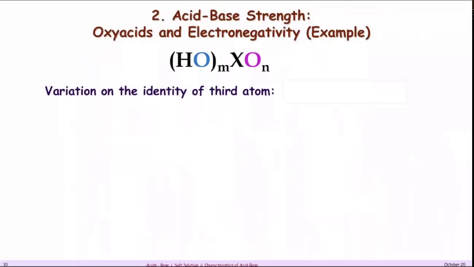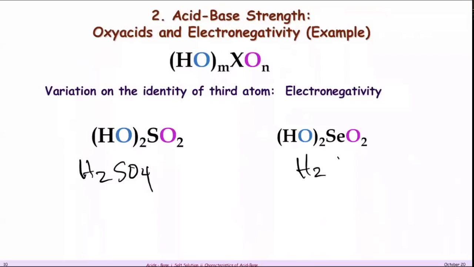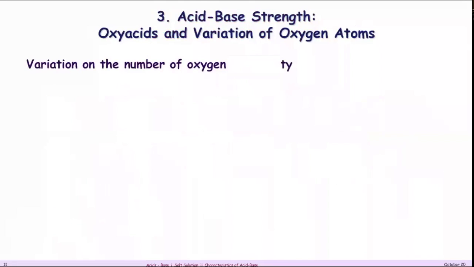Again, these are the oxyacids here. Which is a stronger acid, H2SO4 or H2SeO4? Well, sulfur is more electronegative than selenium. No wonder sulfuric acid is in our top 7, whereas selenic acid, that's what this is, is not in our top 7 because selenium is not very electronegative. Okay, I want to get through this and then I'll stop here.